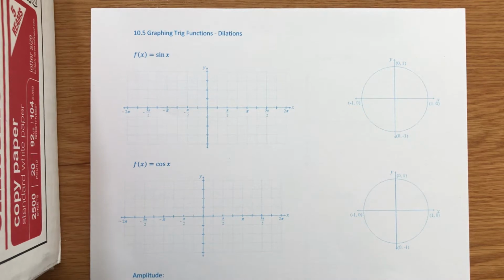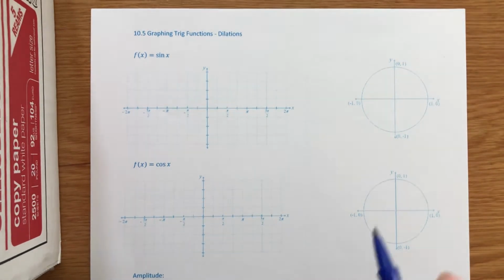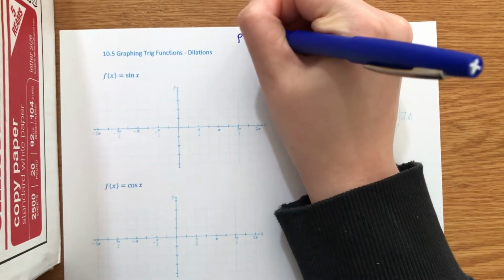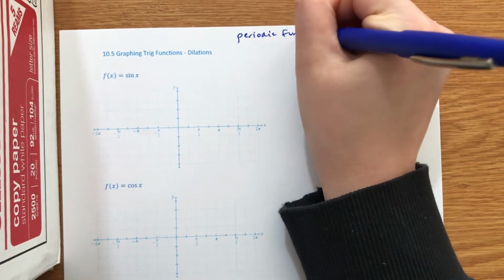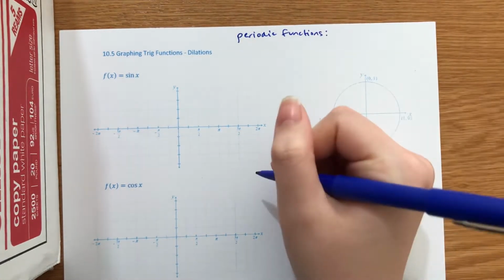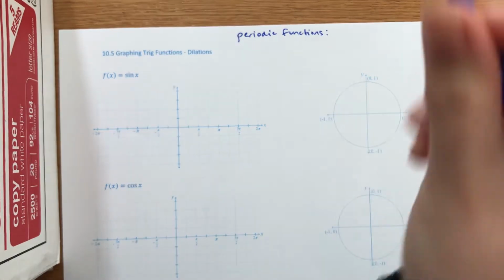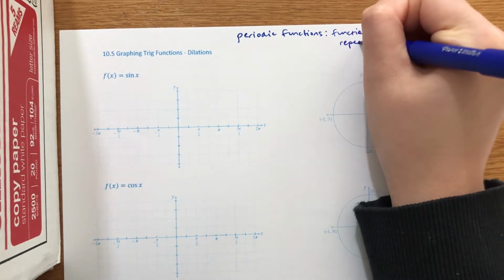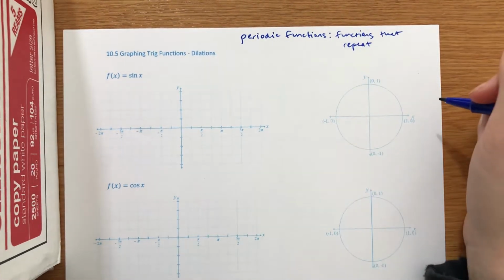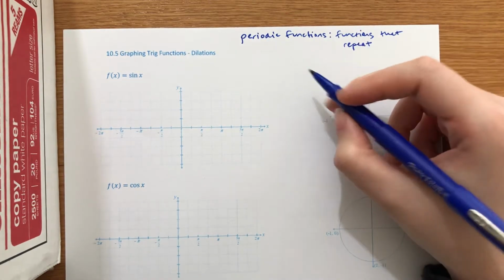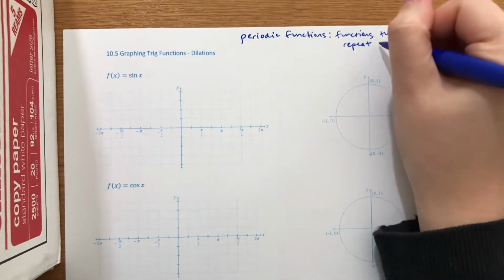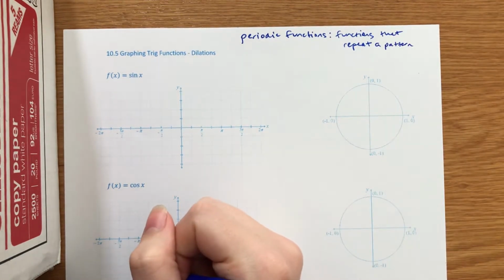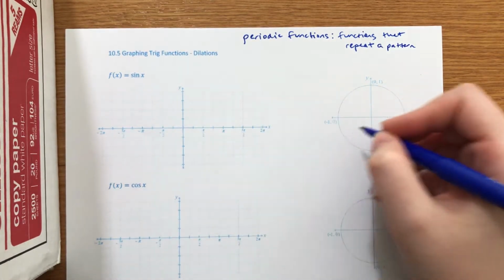So first of all, I just want to give a little bit of background information. I don't want to overwhelm you guys with stuff, but sine and cosine are what are called periodic functions. Periodic functions basically mean that they're functions that repeat. That's a really basic definition, but I just don't want to overwhelm you guys with a bunch of stuff this week. So periodic functions are functions that repeat a pattern. Sine and cosine look like wave functions, and they're going to repeat infinitely.